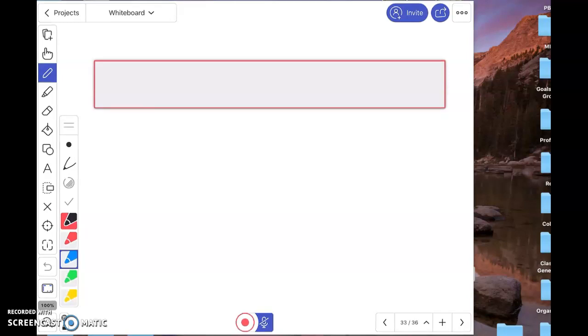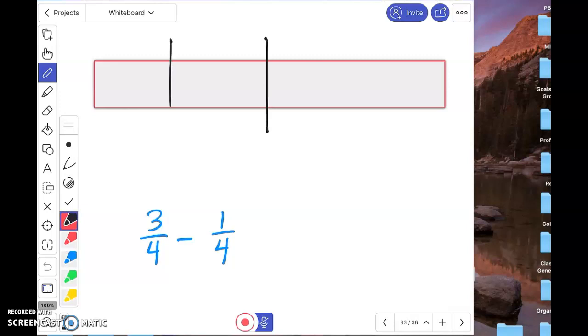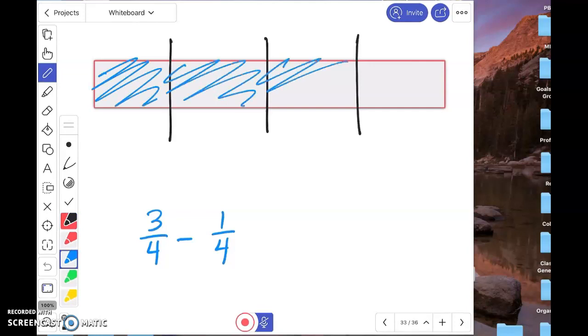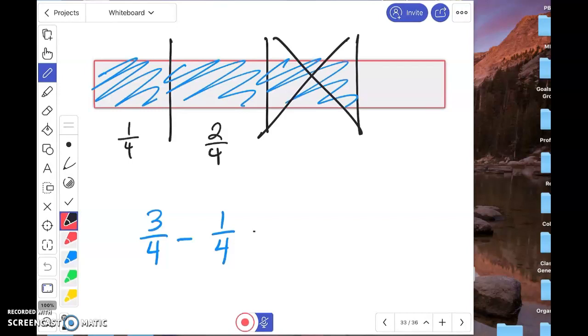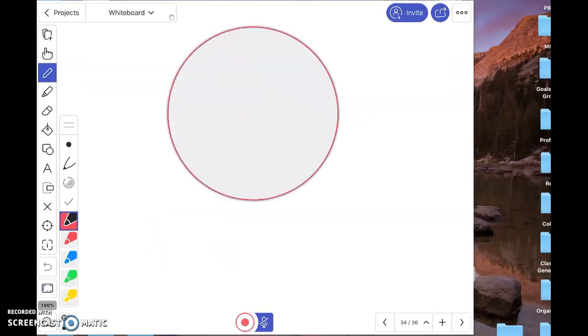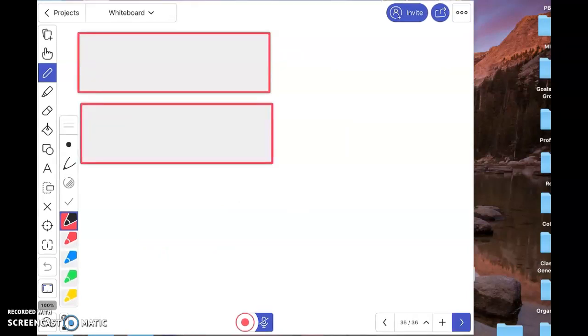We can do that with our fraction bars still. So let's say I have 3/4 and I'm taking away 1/4. I would represent that by breaking this into fourths, shading in 3/4, and then eliminating one of the fourths. And I'm left with 2/4. My answer is 2/4. I'm going to jump ahead because I don't think you need to see that again.